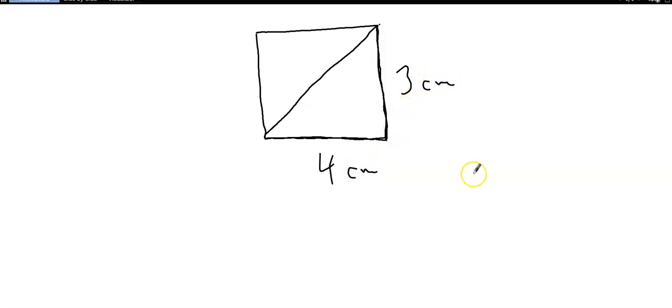And we would just have to do 4 multiplied by 3. And so our answer would have gotten us 12 centimeters squared, 12 squared centimeters. And that would be correct. But what if we take this and make it into a triangle?